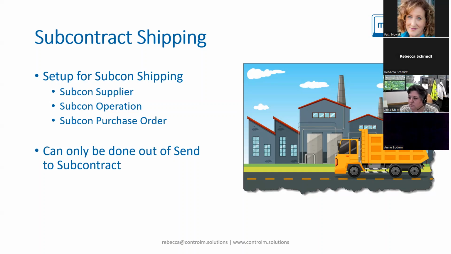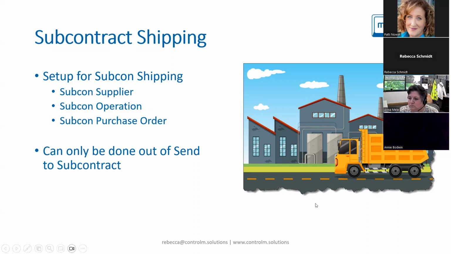The operation on the part's process routing has to have an operation type that has subcontract checked, and there must be a purchase order per subcontract supplier. The purchase order has to have the subcontract flagged in the receiving method section. And for the standard subcontract processing, this does have to be sent out through the send to subcontract screen.